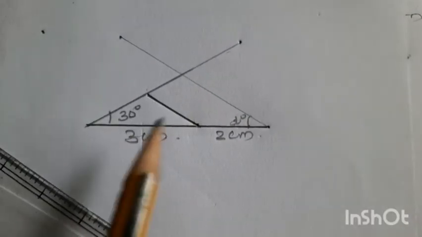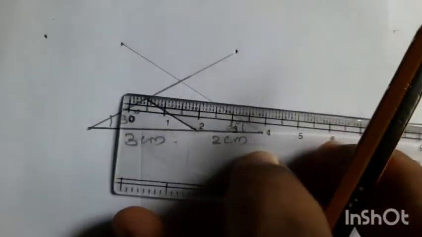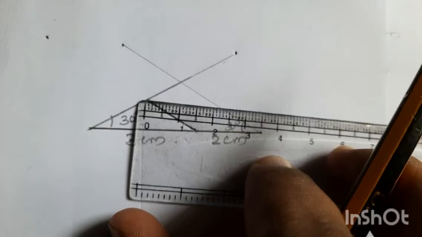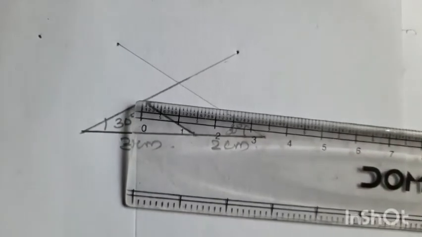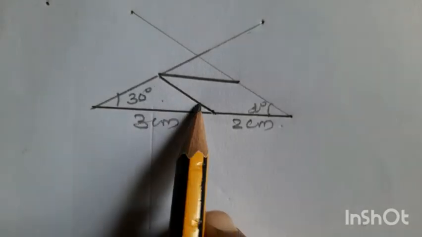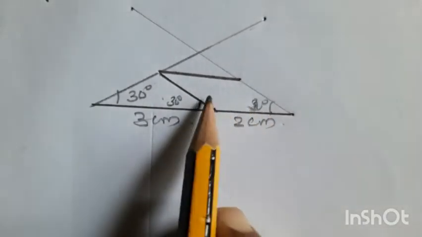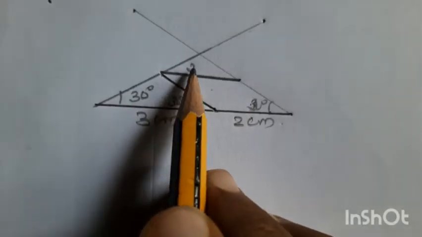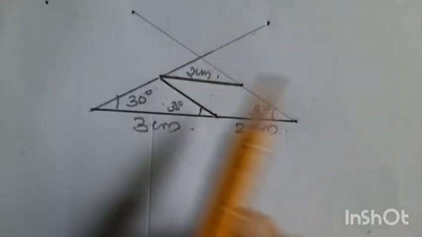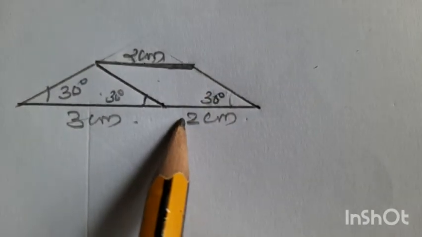Now we got a triangle. Then you should draw a 2 centimeter line from this end, and you can complete the parallelogram. Draw a 2 centimeter line and complete the parallelogram. So we got a triangle with 30 degrees each and another 30 with a parallelogram of 2 centimeter. Other things you have to rub it. Now we got one isosceles triangle.